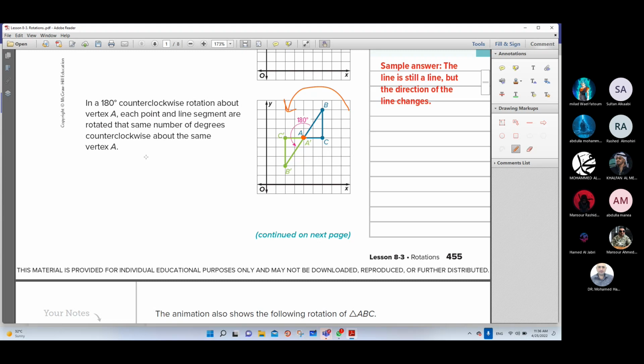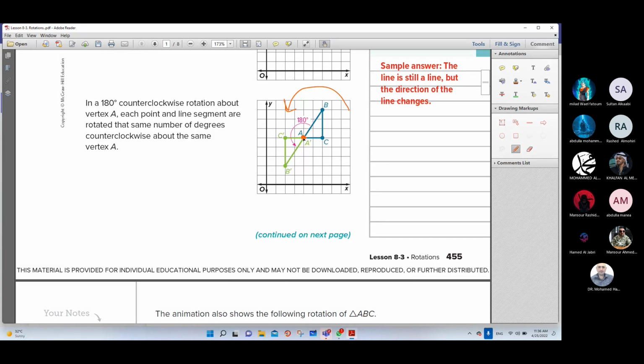So as we see here, counterclockwise means from right to the left. This is the original triangle. This is the center of the rotation. We can use the protractor to determine the angle 180. You will get here A prime, B prime in the same straight line of AB.